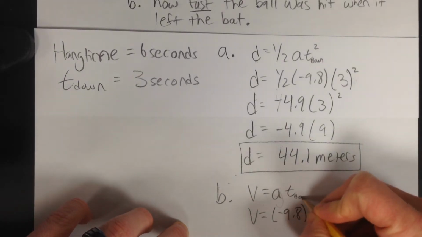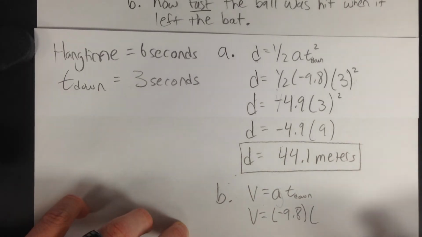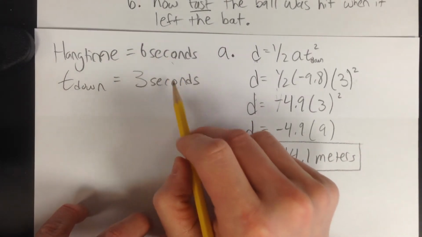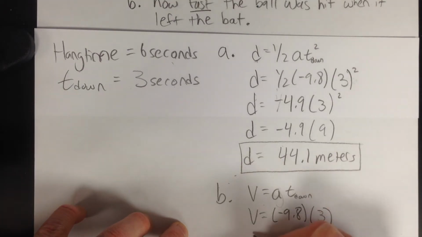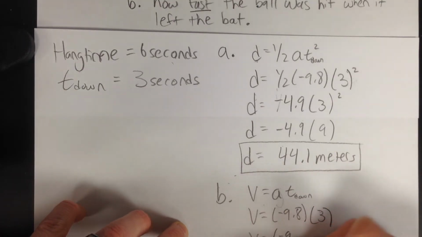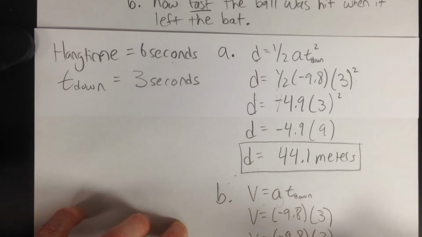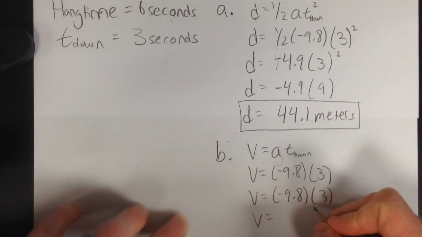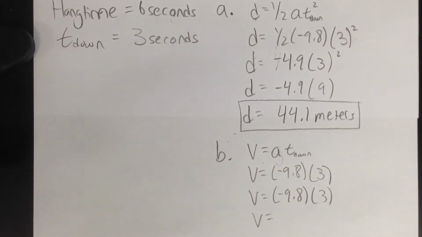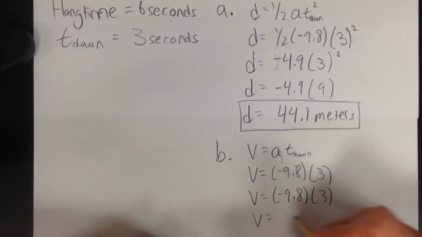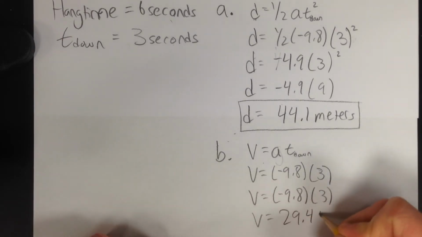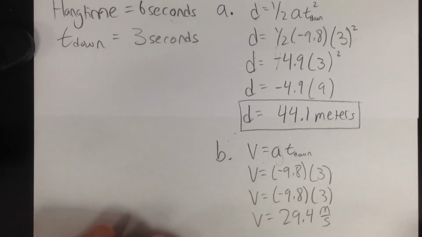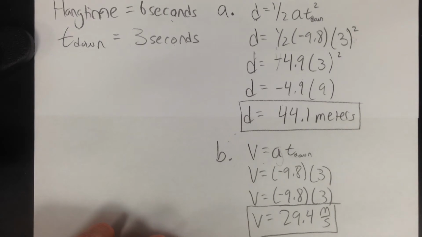Well, what kind of t am I supposed to use in any of these equations? I can't use the hang time. That's not allowed. I've got to use t down. So multiply it by 3, not by the 6. This equation's pretty simple. You don't have to do any squareds or halves or anything. So you've got 9.8 times 3, which is 29.4. What's the unit for velocity? It left the bat with a speed of 29.4 meters per second.